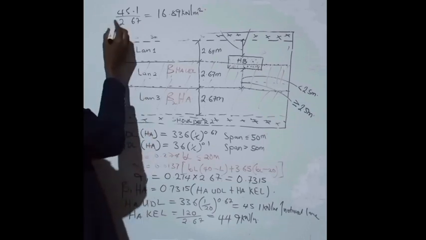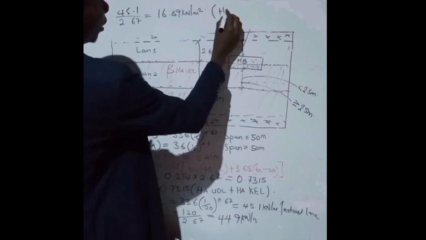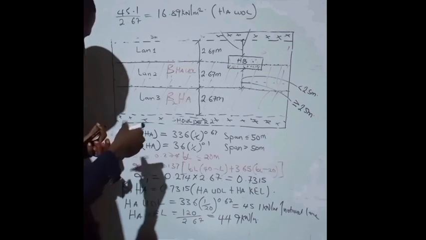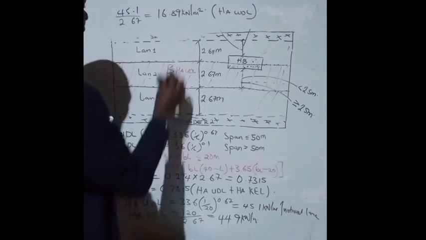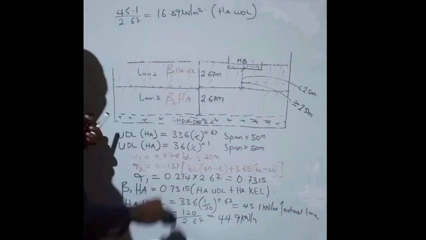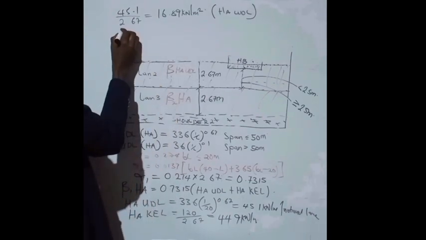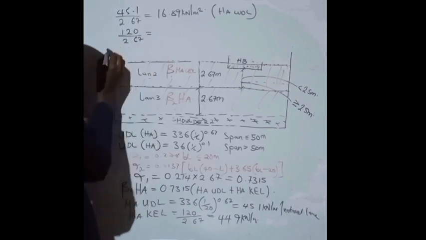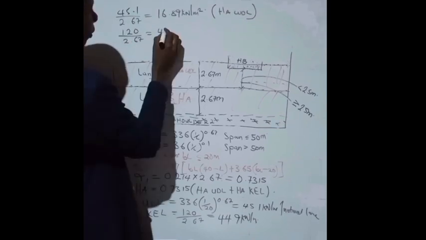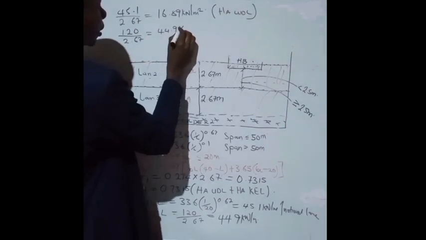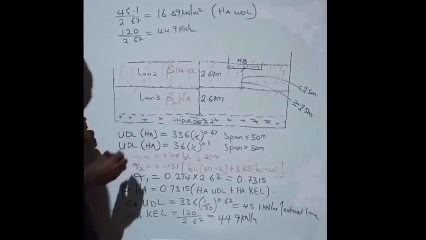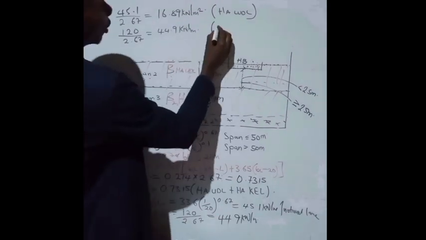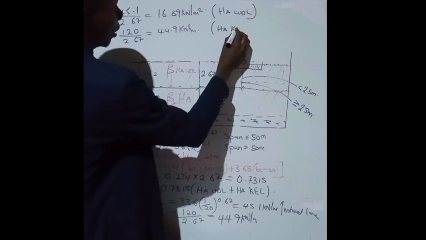So this is for our HAUDL. Then we'll have the HA knife edge load. The HA knife edge load is 120, like we said before, over 2.67. We'll do that, we got 4.9 kilonewton. Okay. Now, having gotten this figure, this is our HA-KEL.